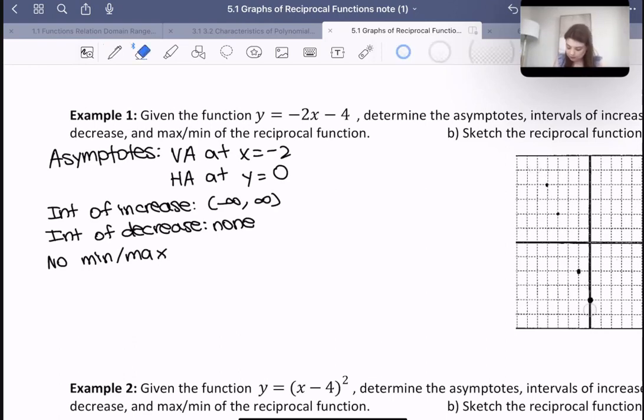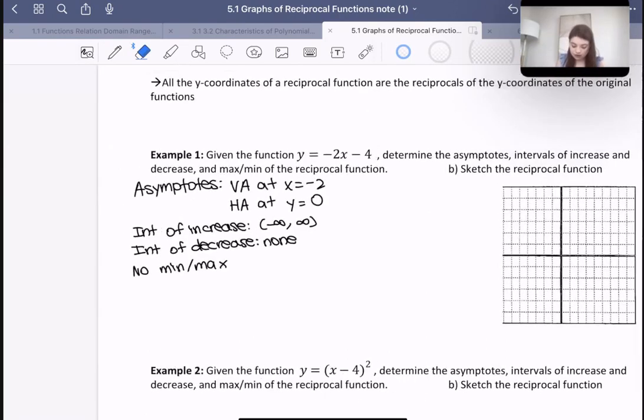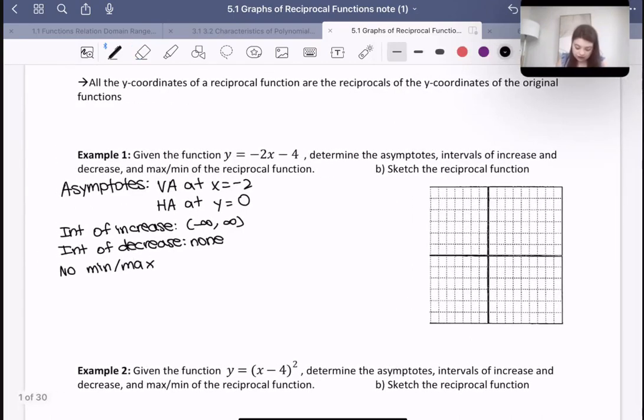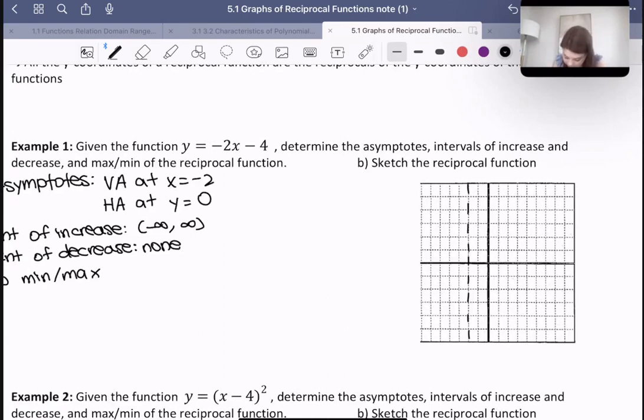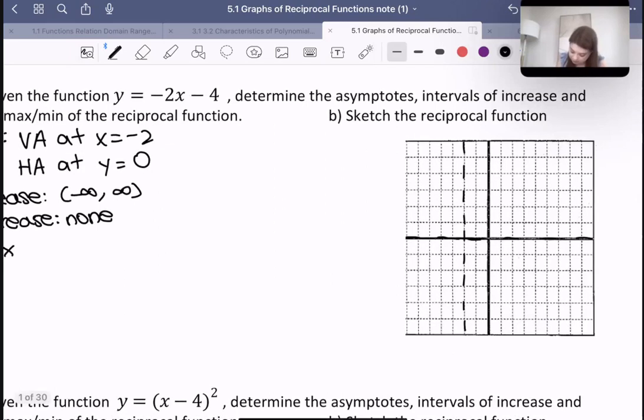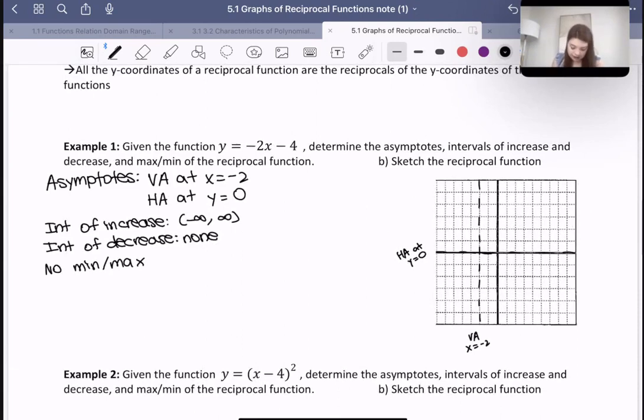So now I'm going to erase the original function and draw the new function. First off, let's draw a vertical asymptote at x equals -2, like that, and then a horizontal asymptote at y equals 0. And I'm going to label those. We have a vertical asymptote at x equals -2 and a horizontal asymptote at y equals 0. And then the function is always increasing and there's no minimum or maximum.